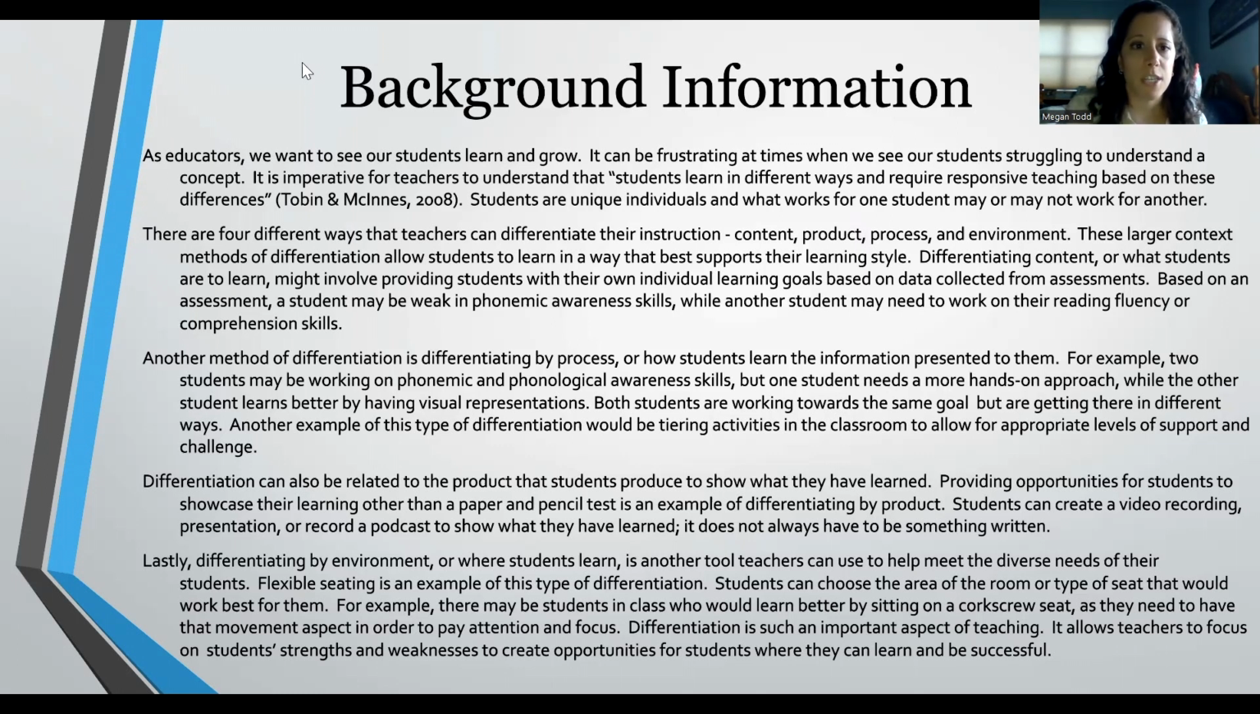Another method of differentiation is differentiating by process, or how students learn the information that is presented to them. So, for example, 2 students may be working on phonemic and phonological awareness skills, but one student might need a more hands-on approach, while the other student might learn better by having more of a visual representation. Both students are working towards the same goal, but are getting there in different ways. And another example of this type of differentiation would be tiering activities in the classroom to allow for appropriate levels of support and challenge for students.